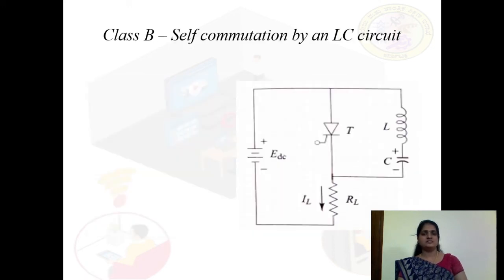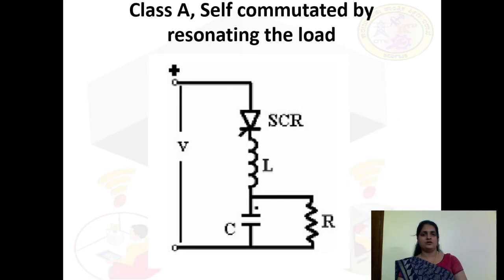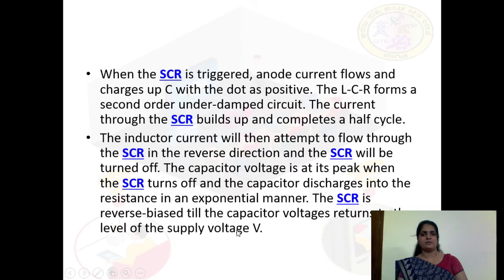The next one is class B. It is self-commutation by an LC circuit, and the circuit shows the load connected with the SCR, and in parallel we have connected one LC circuit to turn off this particular thyristor, called class B self-commutation. The one more is by resonating the load, class A, the same diagram where R is in parallel with the capacitor.